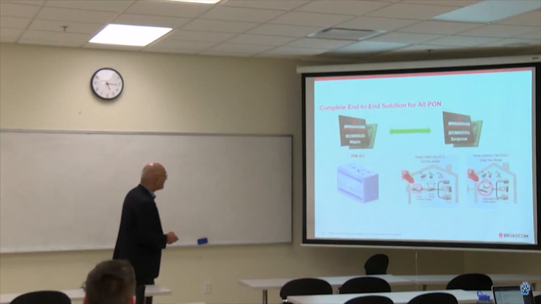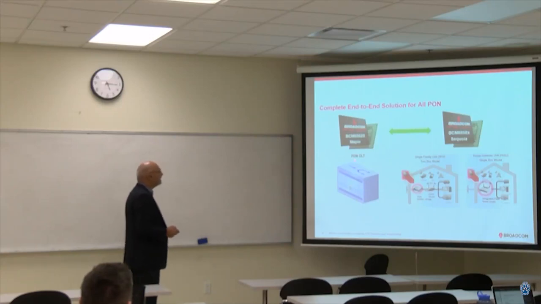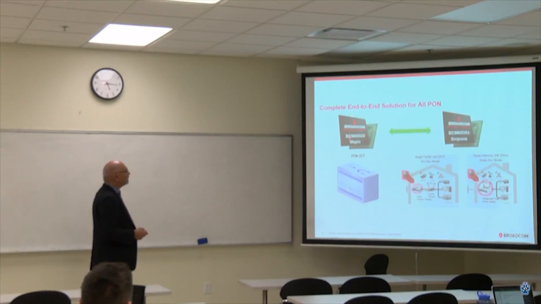Broadcom does both sides, so we have the OLT, so 68620 is our latest OLT, can do all the variants of PON, XGS PON, 10 gig EPON, NG PON to G PON, EPON. And then 6858 is our 10 gig home gateway. I'll talk a little bit about that. And then you can have the multiple models where you can have a two box model where there's a modem and then a home router or a gateway where everything is integrated on one box.